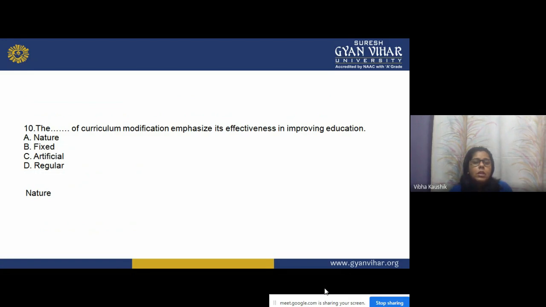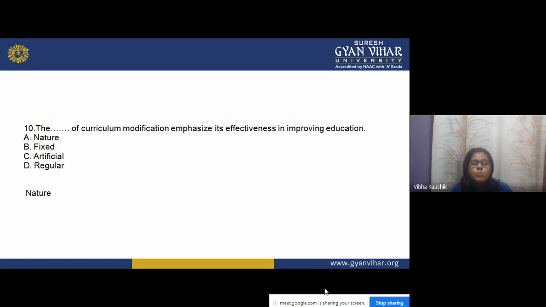Now the last one. The dash of curriculum modification emphasizes its effectiveness in improving education. Now, what is giving emphasis on curriculum modification so that the effectiveness of that curriculum increases, and overall it will increase or improve the education practices. Now the options are A, nature, B, fixed, C, artificial, or D, regular.